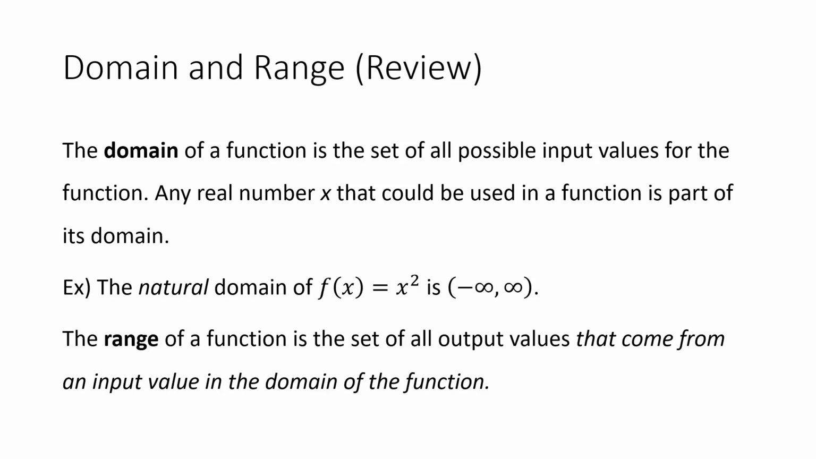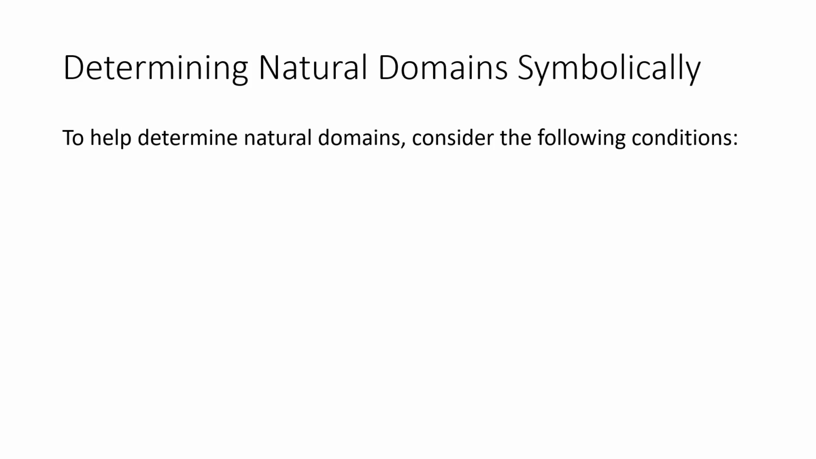The range of a function, remember we said, is the set of all the output values that would come from an input value. If we were looking at x squared, remember the range would include only 0 or positive numbers there. So it would go from 0 to infinity. We'll spend most of the time determining domains.